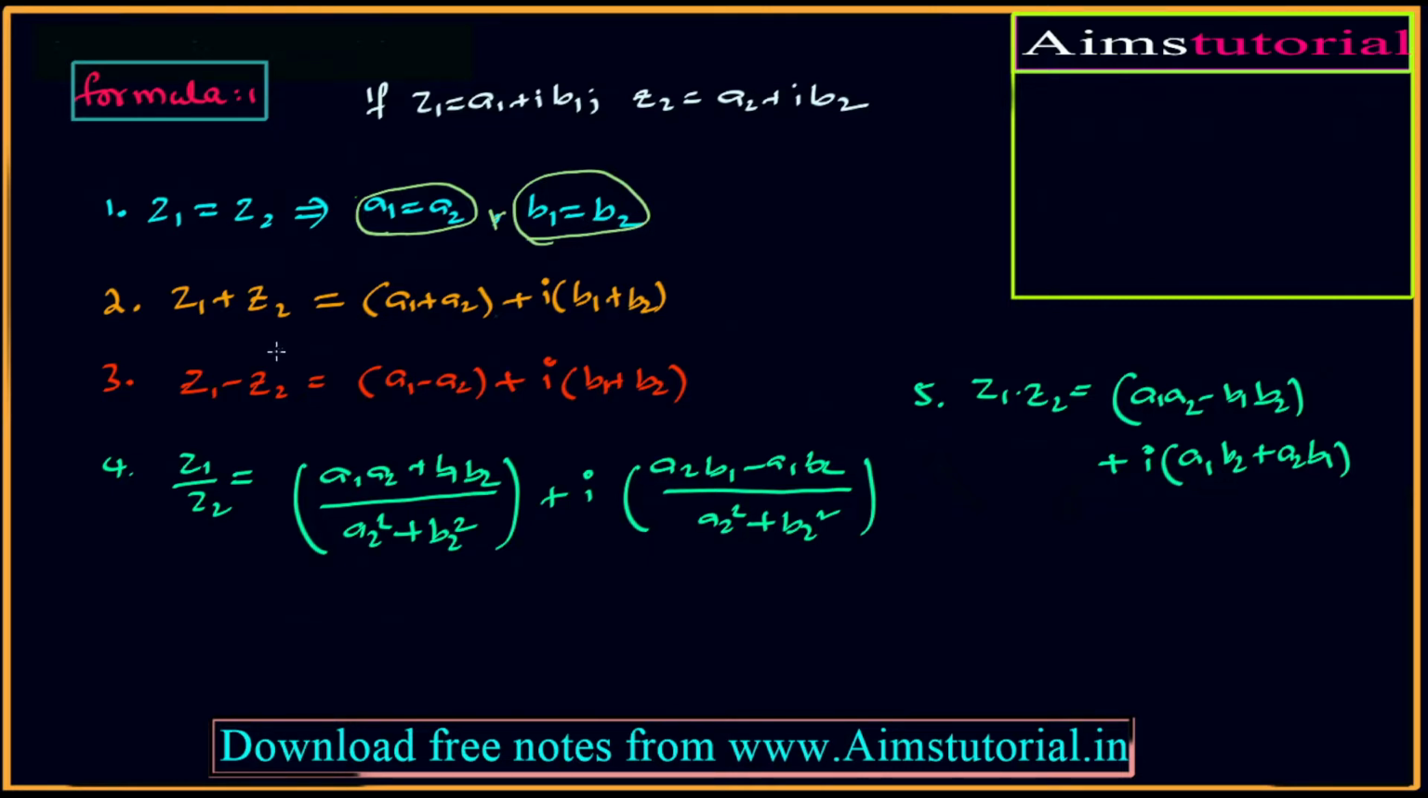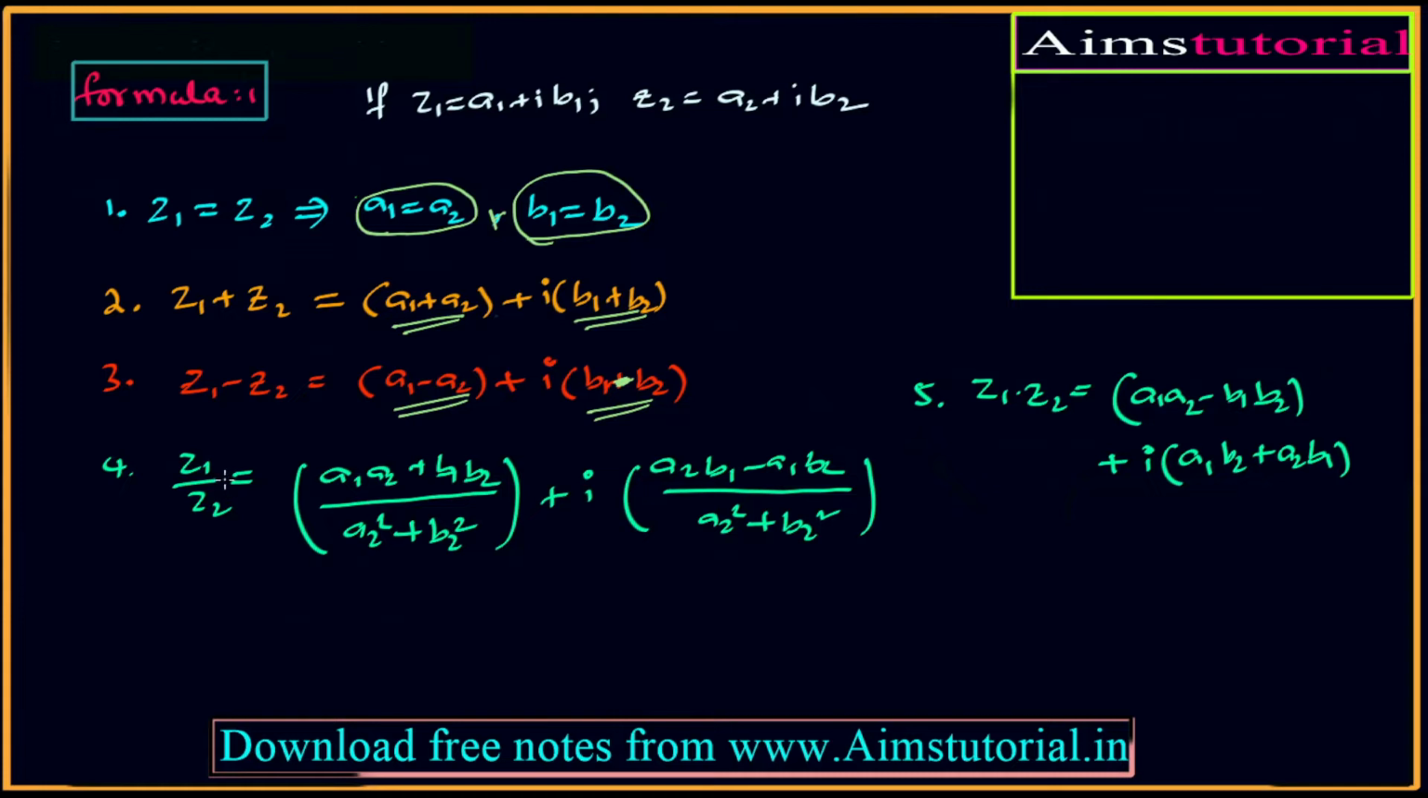Second property, z1 plus z2, addition of two complex numbers. When adding two complex numbers, we just have to add the real part with the real part plus the imaginary part with the imaginary part. Similarly, the difference of two complex numbers, that is z1 minus z2: here also the real part is subtracted from the real part plus i times the imaginary part subtracted from the imaginary part, that is b1 minus b2. So a1 minus a2 plus i times b1 minus b2.